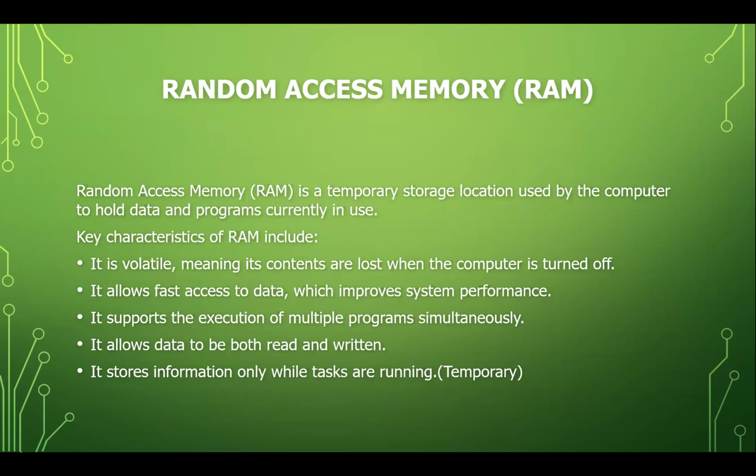Next, we'll be looking into the random access memory. The random access memory is a temporary storage location used by a computer to hold data and programs currently in use. The key characteristics of RAM include: one, it is volatile, meaning its contents are lost when the computer is turned off. Two, it allows fast access to data. Three, it supports the execution of multiple programs simultaneously. Four, it allows data to be both read and written. And lastly, it stores information only while tasks are running, meaning it is temporary.